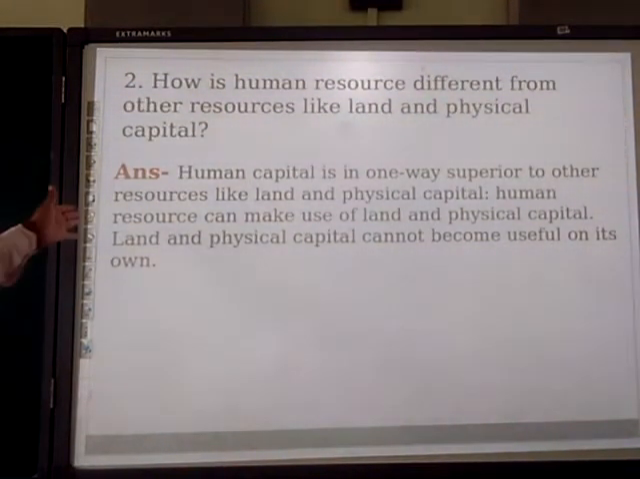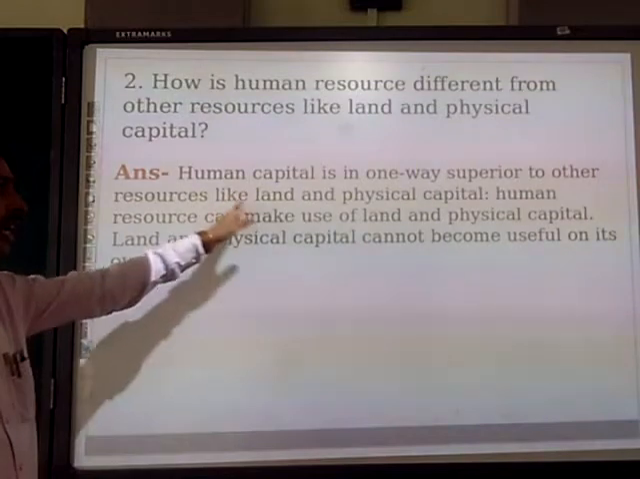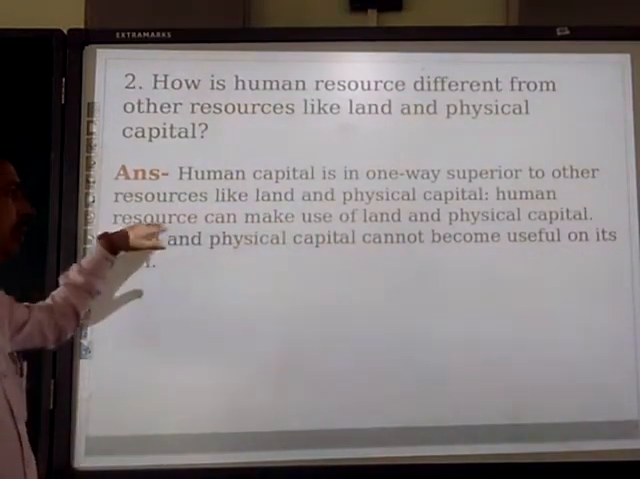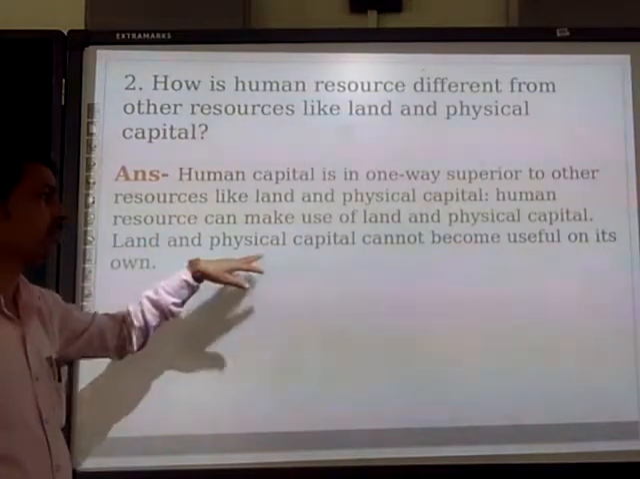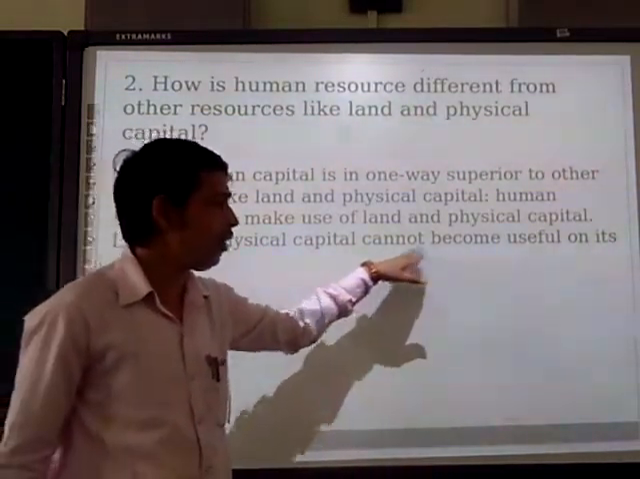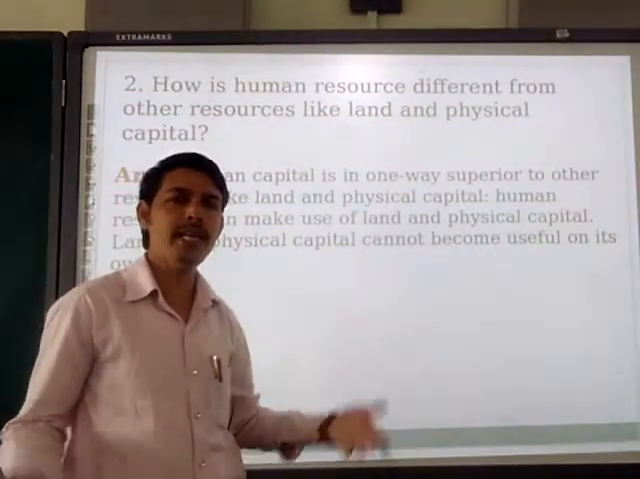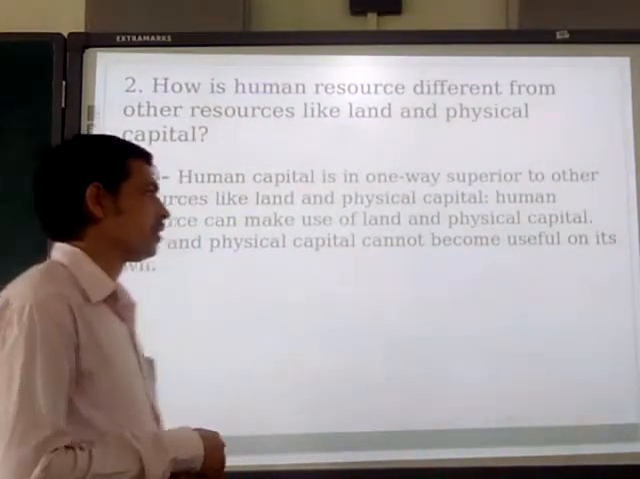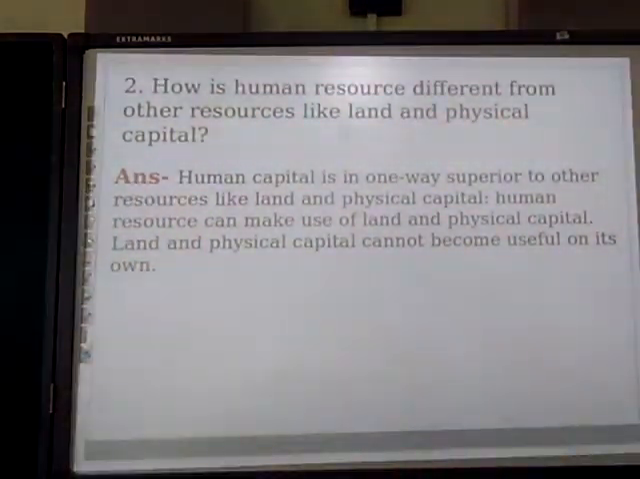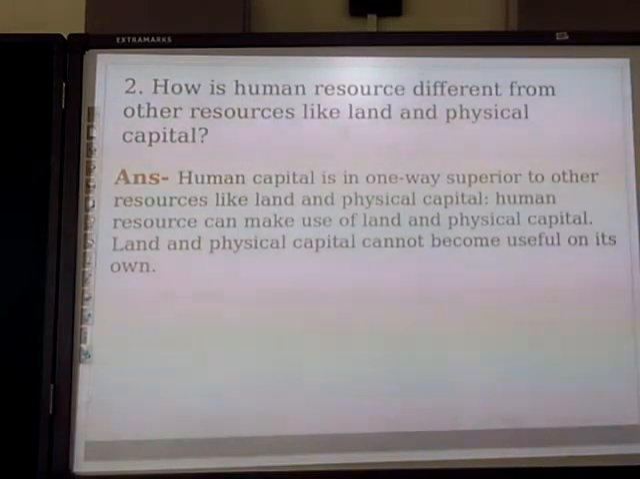Human capital is superior in one way to the other resources like land and physical capital. Human resource can make use of land and physical capital. Land and physical capital cannot become useful on their own if human beings are not using them. Next, question number 3.